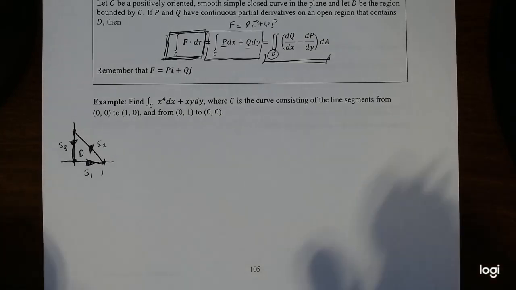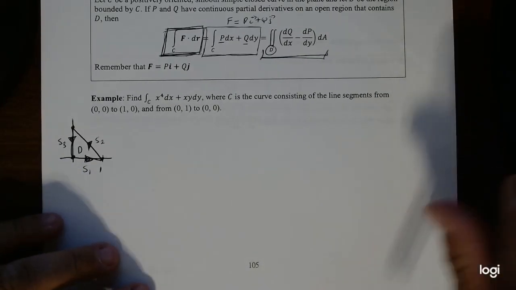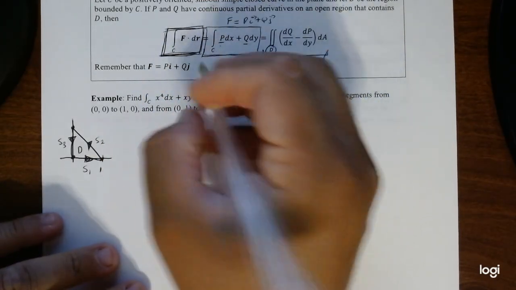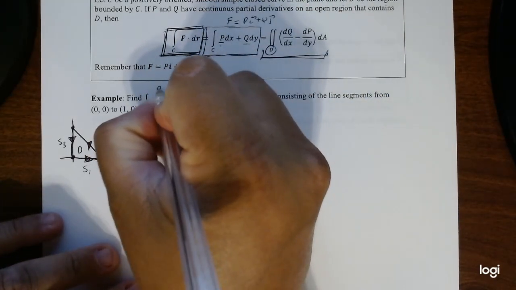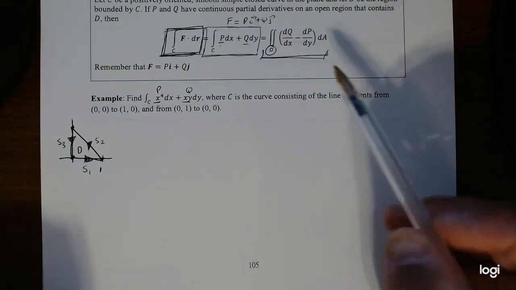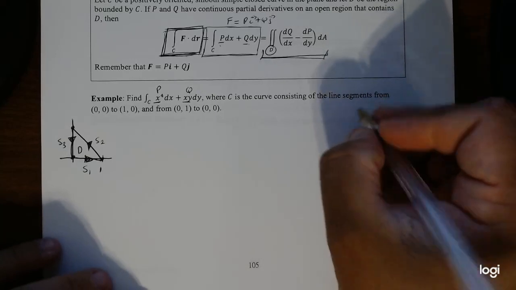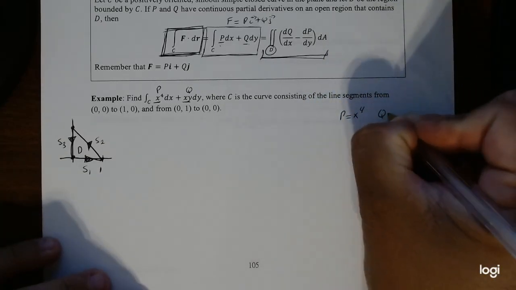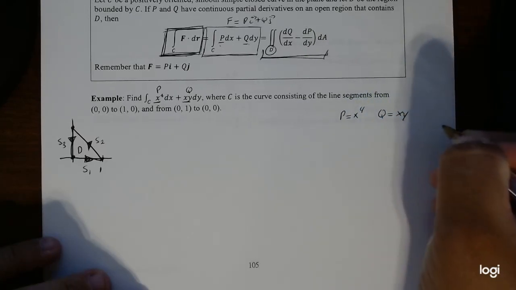Okay, so to do so, we'll do a couple things. We identify a few things. In our process, as we can just copy and paste here, this portion right here is going to be P, and this one's going to be Q. That represents our vector field F. So we'll put P is equal to x to the 4th, and Q is equal to xy.